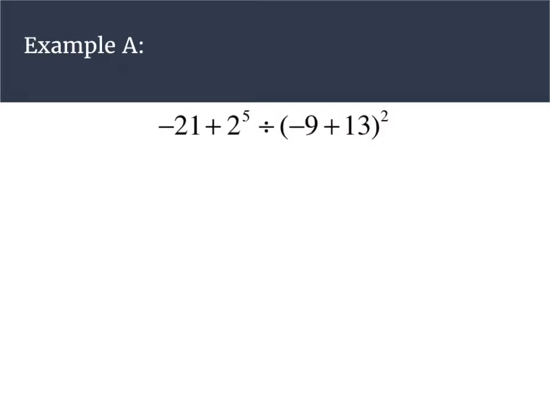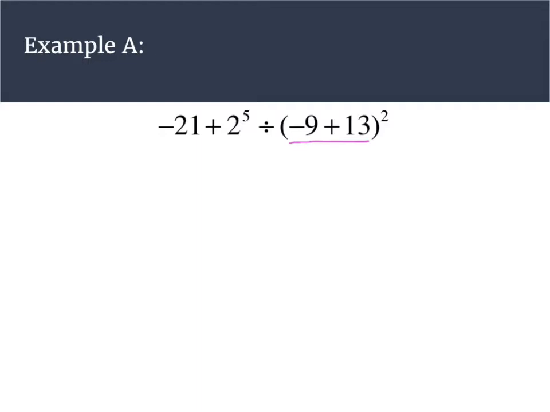So we're going to start by looking at our grouping symbols. We've got one set of grouping symbols here, the parentheses with negative 9 plus 13. So that's where we're going to start. Although we have exponents and our focus here is exponents, we know we have to do grouping symbols first. So our grouping symbols is negative 9 plus 13.